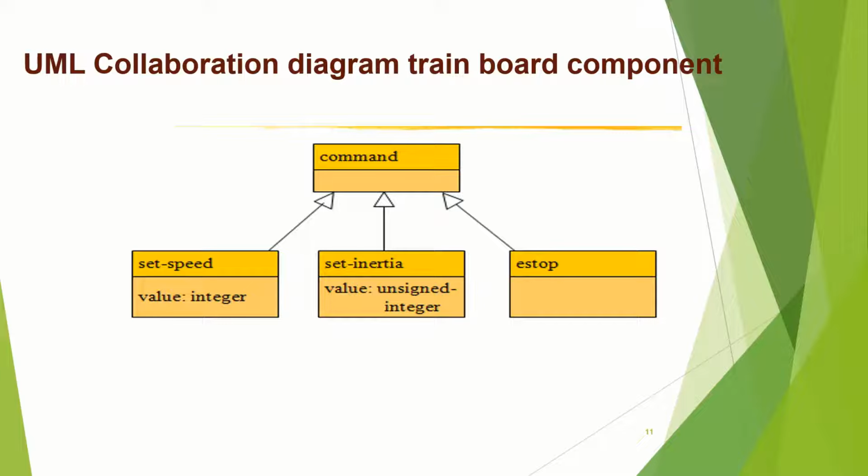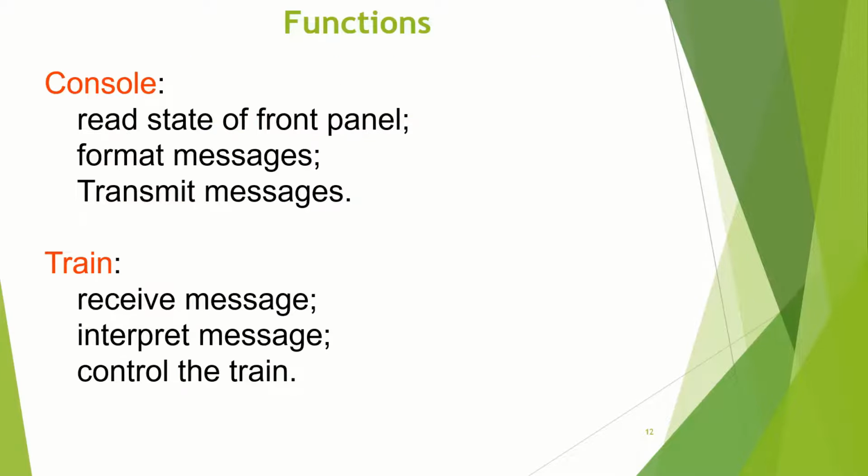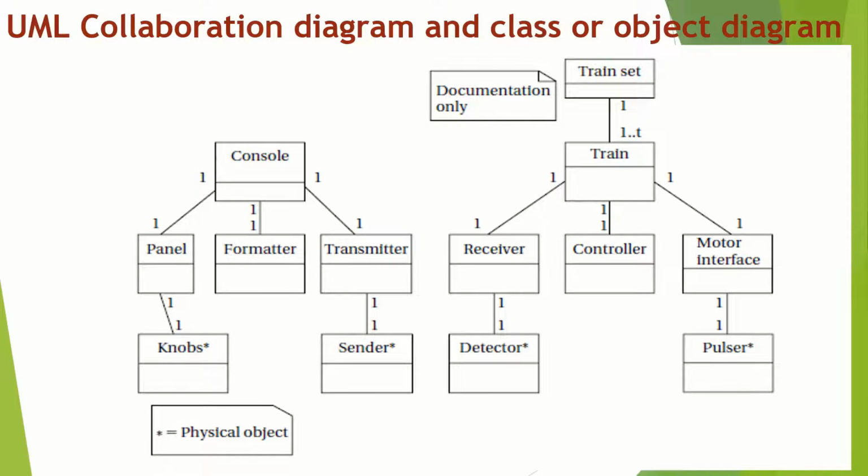Coming to the functions performed by the control unit, it needs to perform three functions. The first one is to read the state of the front panel, which is present in the command unit. The next is to format messages, which is framing the message for the particular train who is currently on the track. The last is to transmit messages, which is nothing but sending the framed messages to the receiver in the track. The UML class for the console unit using these three functions as a class is shown in the left-hand side figure.